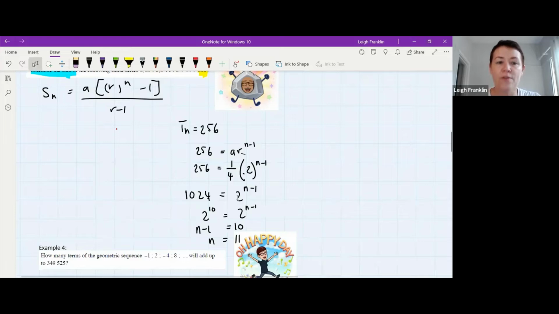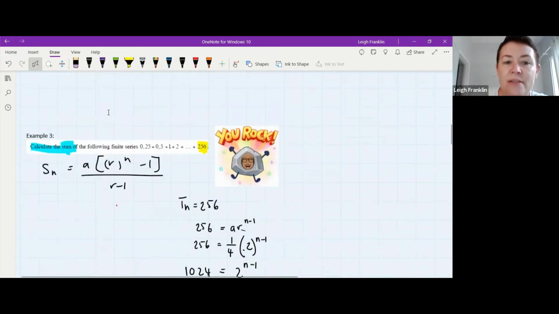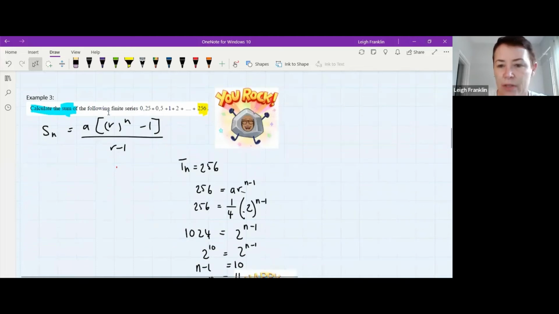Now that I know that there are 11 terms in this series, now I can calculate the sum of the series. Okay, so now I'm going to go back here and I'm going to do this. So I'm going to get rid of that. I am calculating the sum to 11. Let's get rid of A. We know what A is. A is a quarter.